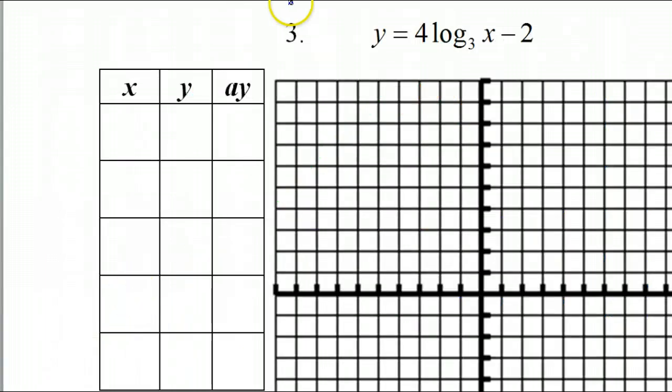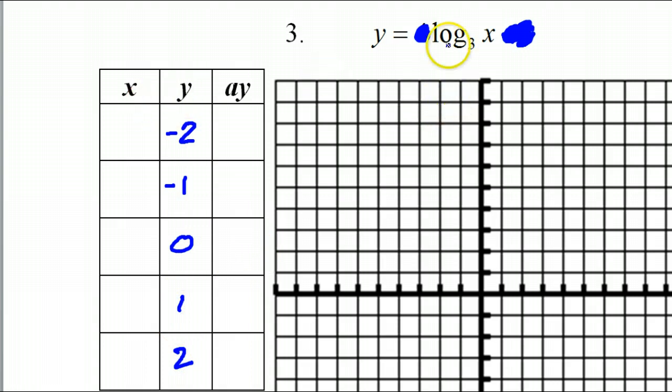Aw shucks, number 3 is going to be next level. We have an A value to deal with this time, and we have a little shift going on. But what we do first is we ignore the A value and any shifting, translations, and just look at the parent function. Once again, it's a log function, so we start with -2, -1, 0, 1, 2 on the y values.